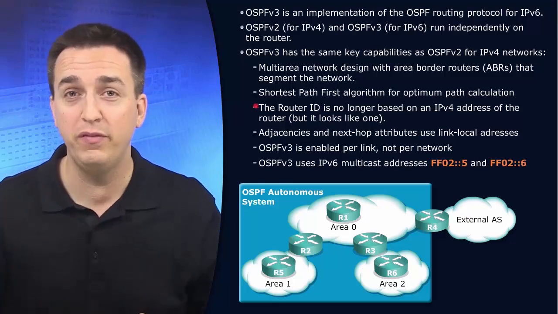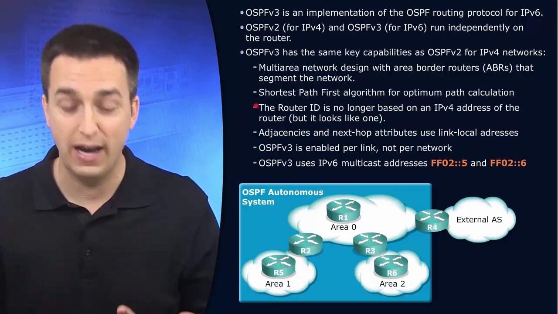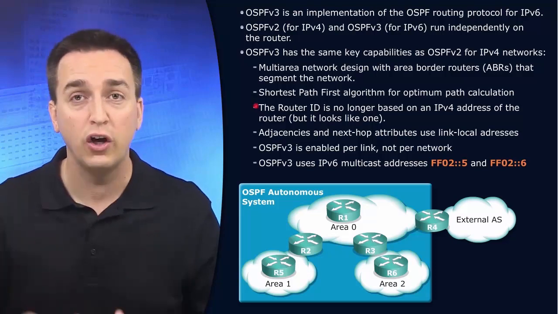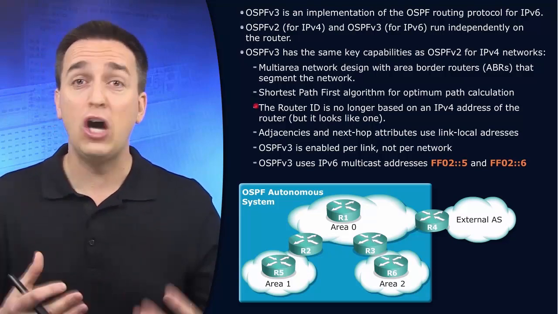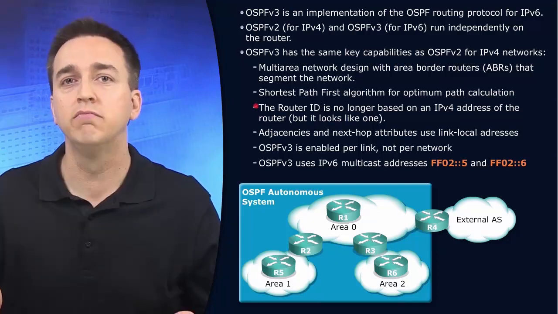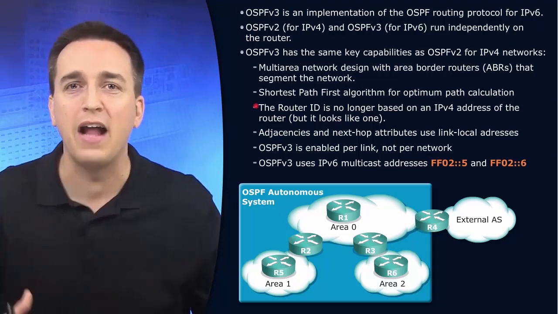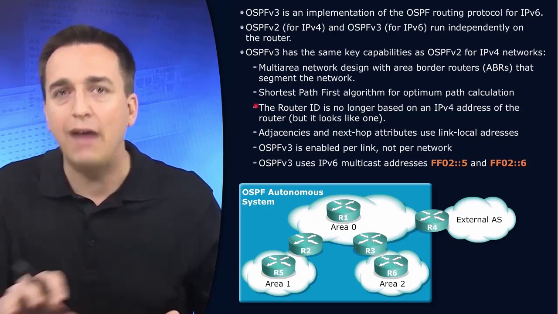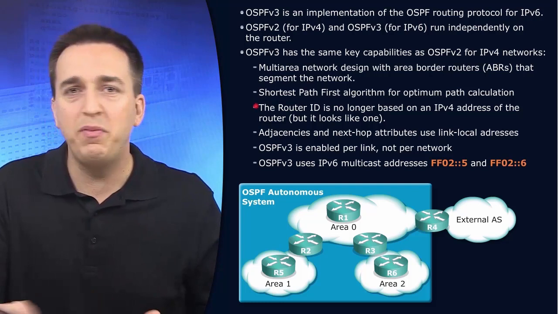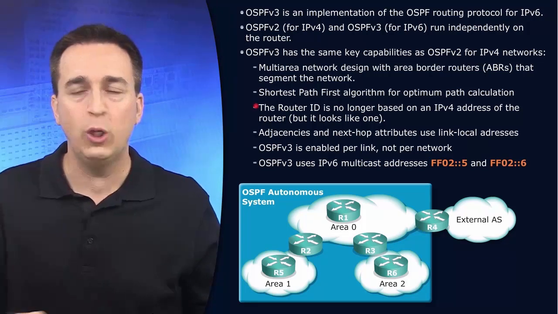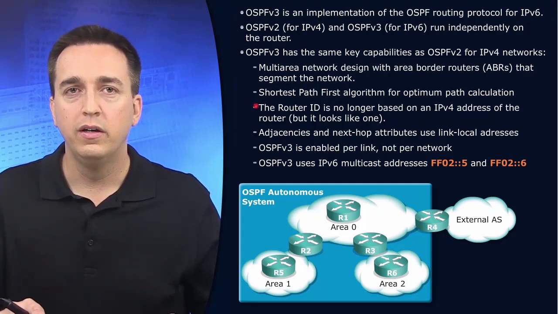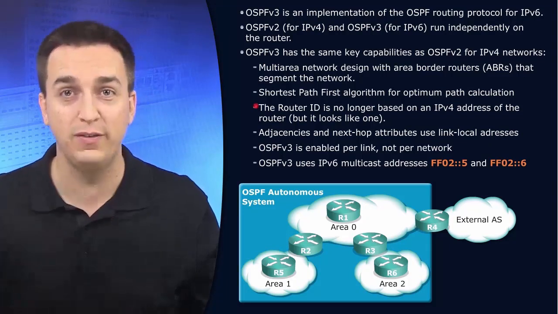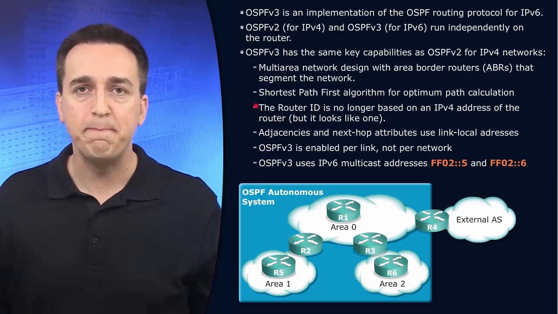Well, when we're dealing with IPv6 and OSPFv3, we are still dealing with a 32-bit IPv4 looking address. So it looks like an IPv4 address, it smells like an IPv4 address, it tastes like an IPv4 address, yet it's not an IPv4 address. It's a 32-bit number in dotted decimal notation. So it looks like it, but it's not an IPv4 address. So what we're trying to say here is that you don't have to be running IPv4 at all on your router. You don't have to be routing IPv4. You just have to create an address that looks like an IPv4 address and use that as your router ID.